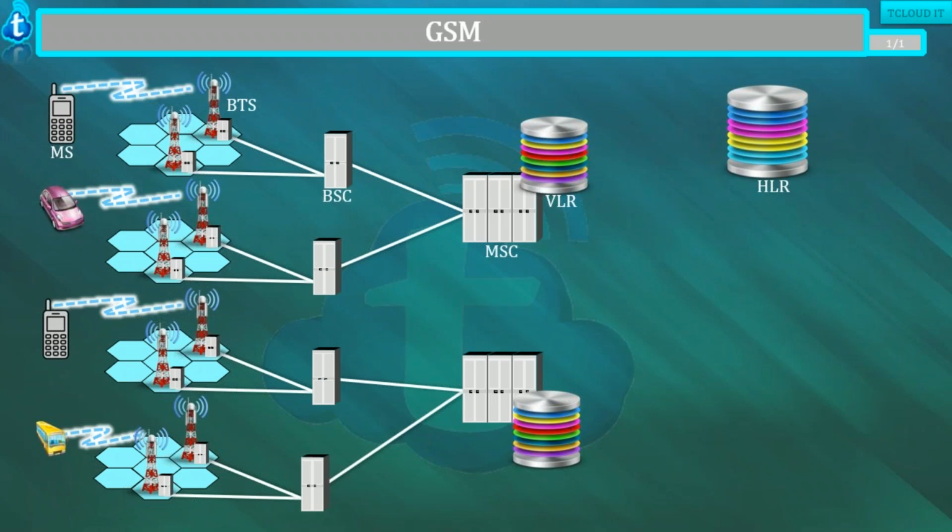Okay, so what happens now? The user shifts to another location. The user moves to a different geographical location. Obviously, the mobile is now supposed to be registered with the new MSC. So when the user attempts that registration with that new MSC, it will look into its database and find out the user's details are not available.